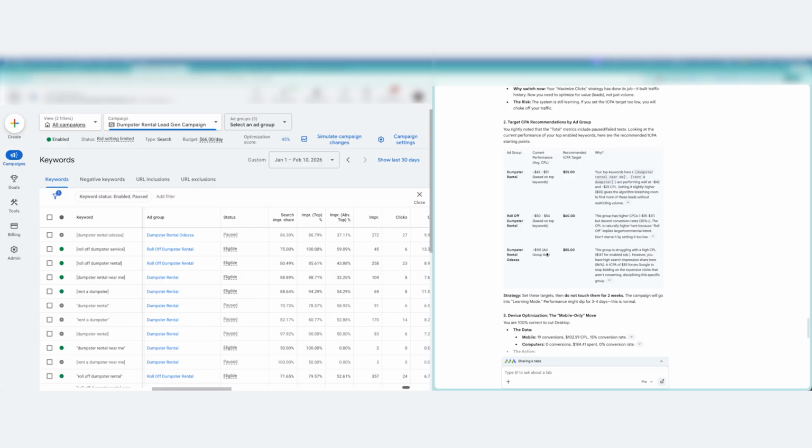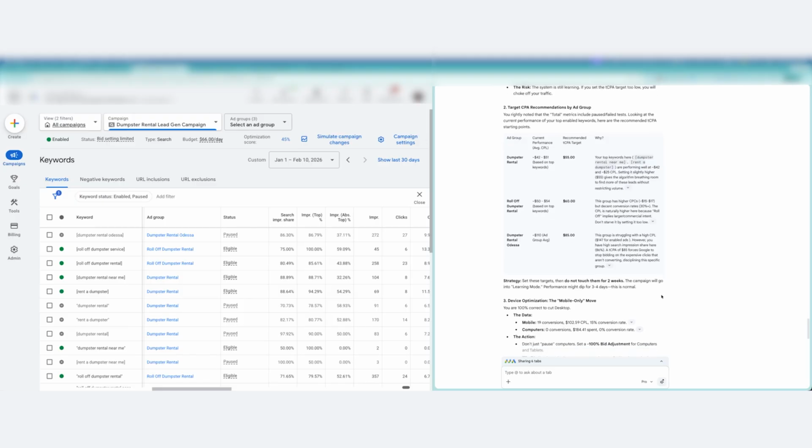Odessa, $110 average CPL. This is the struggling one. However, you have a search impression share of 86%. So a target CPA of $85 forces Google to stop bidding so expensively. I agree with this as well. And then it gives you a quick strategy. Set these targets, do not touch it for 2 weeks. See how they perform. I would say that's good advice, actually.